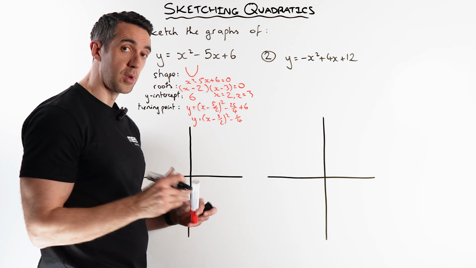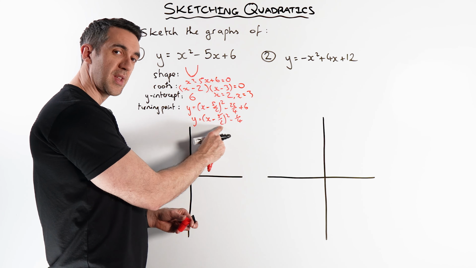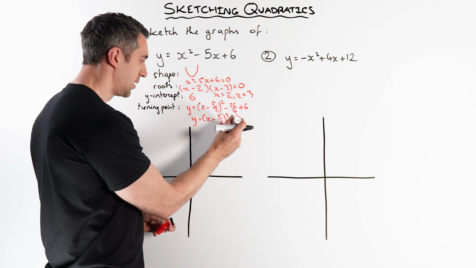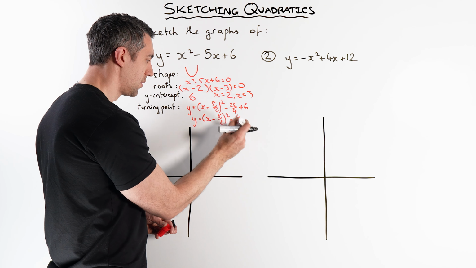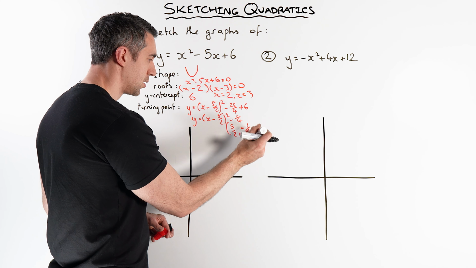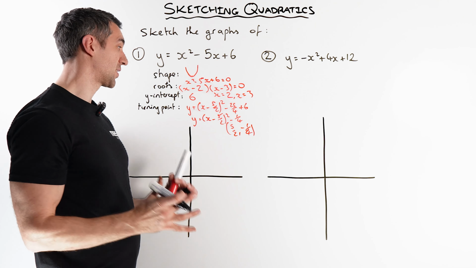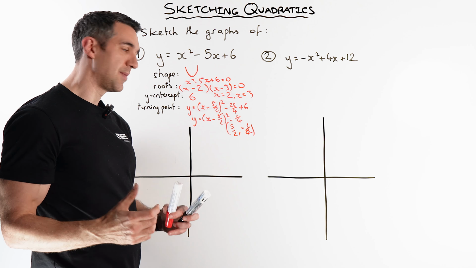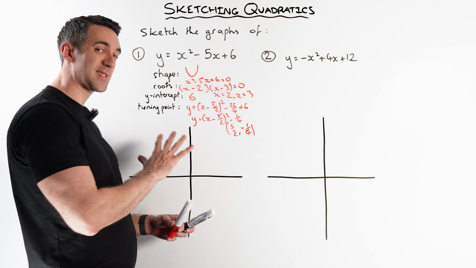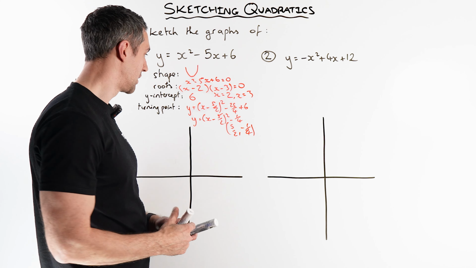So I now know what my turning point would be. Remember, I can now read it off. So it's this coordinate in here, but remember to swap the sign. So it's 5 over 2, and then this value on the end is my y coordinate, so minus 1 quarter. So this is all the information I would want to gather to sketch a quadratic. As I said, in an exam they might only specify points where it meets the axes, or they might only specify turning point. Here we've got everything we could possibly need for our graph.